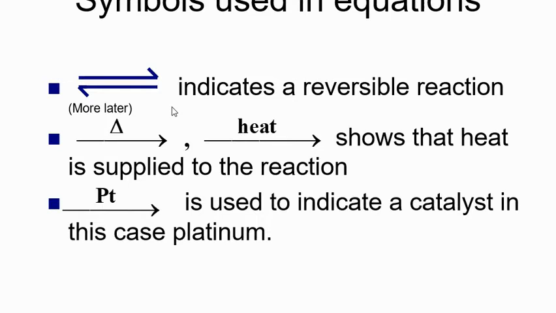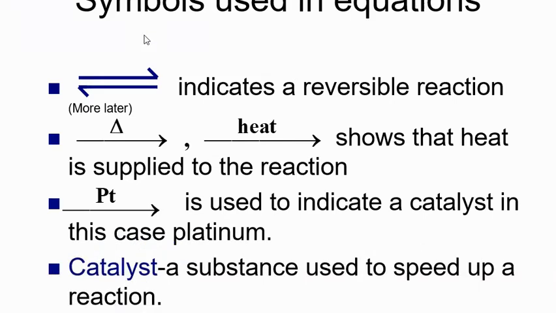Sometimes there's an actual element symbol written above the arrow, and that means a catalyst is used. And you might remember from previous grades that a catalyst is something that speeds up a reaction, but it's not a part of the reactants. It's not a part of the products. It doesn't actually react, but it speeds up or helps the other elements to react.